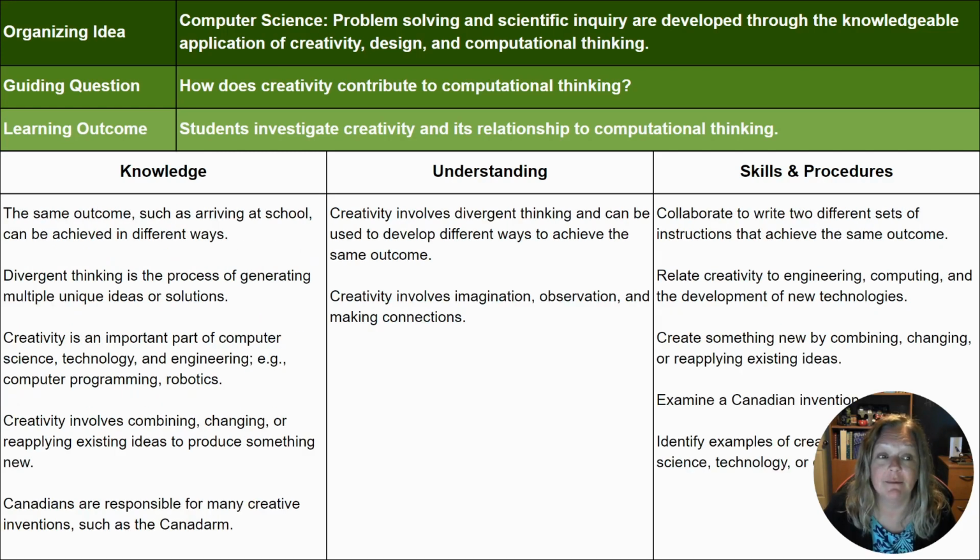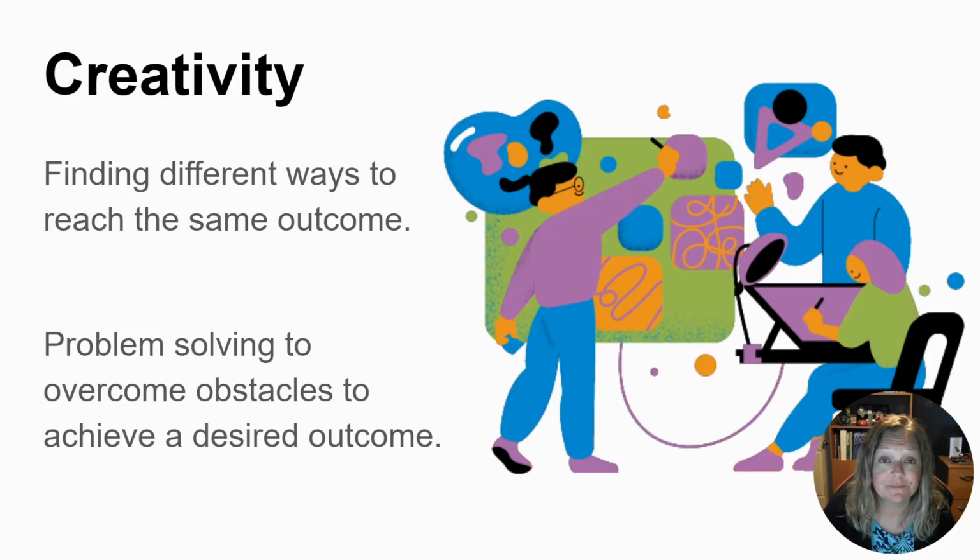We have a number of understandings in the computer sciences, and we're starting to see students learning about writing two different sets of instructions to achieve the same outcome. We're also going to see some engineering, where they look at Canadian inventions. So some of these won't tie specifically into things other than computer science, but there's some great ways that you can connect them into the living systems unit as well.